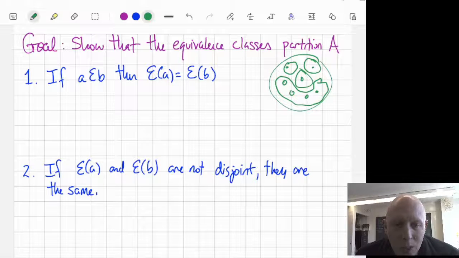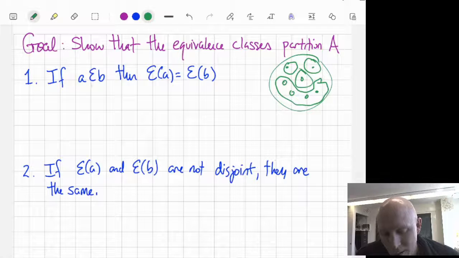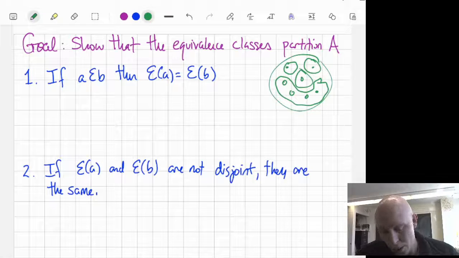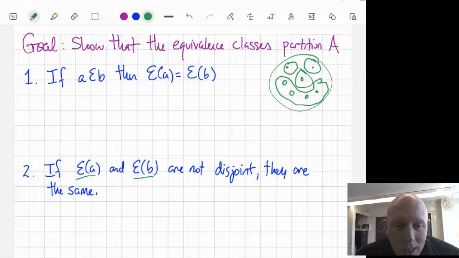Okay, so we're going to do that in two steps. We're going to show that first, if A is equivalent to B, then the equivalence class of A is equal to the equivalence class of B. And then we'll use that to show that if two equivalence classes are not disjoint, they have to be the same.